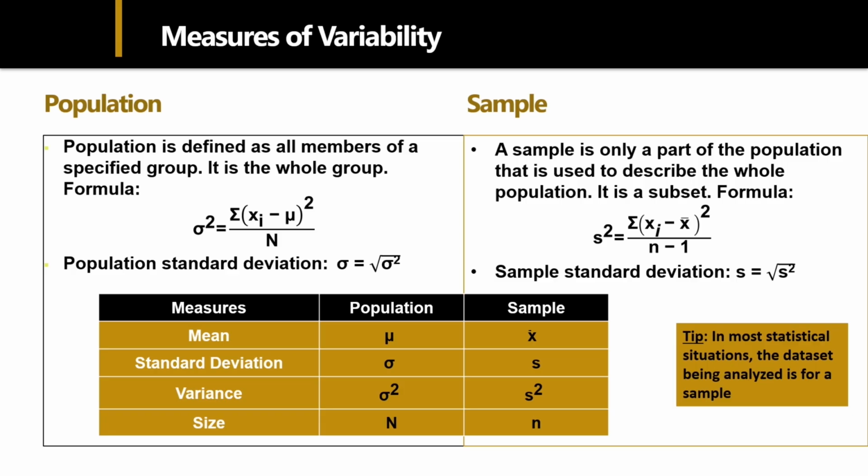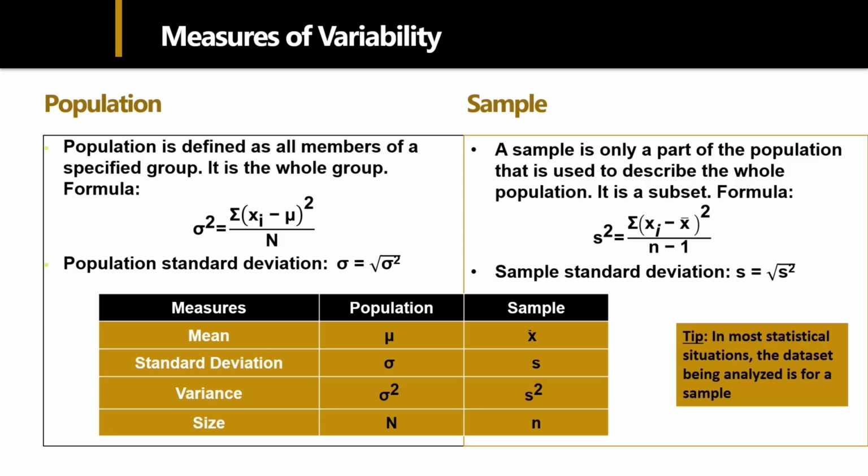We have two cases. Population is defined when we have all of the members of a specific group. It's the entire group, as opposed to a sample where we're taking just a few, some subset of the overall group, but then making inferences about the overall population. In most business cases and most applicable stats situations, we're dealing with a data set that should be considered the sample, but occasionally we will have population data.